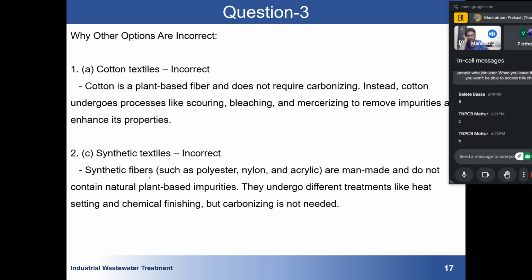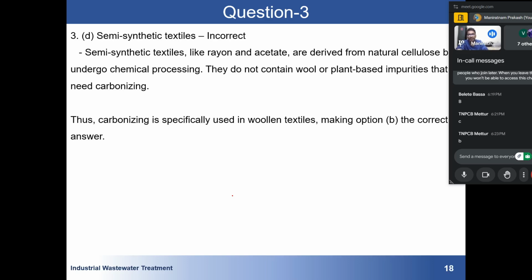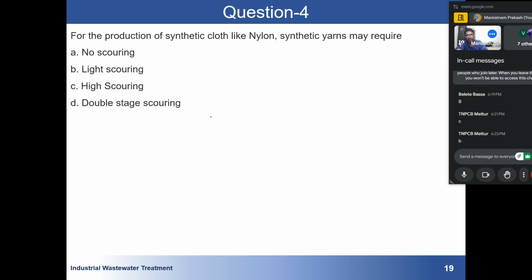Now, synthetic fibers are man-made and do not contain natural plant-based impurities, as synthetic ones do not contain any natural impurities. So there is no need to add chemicals like acid to burn off those things. Semi-synthetic, again the same thing. There is no need for such addition of chemicals. So the correct answer is B.